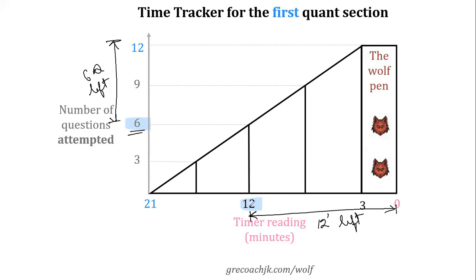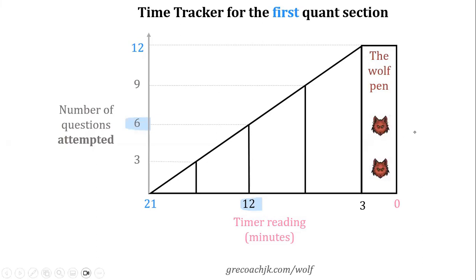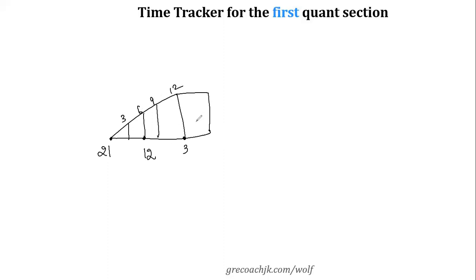So 6 questions attempted, timer reading 12 minutes. All right, so now let me quickly show you how you can recreate the time tracker on your own scratch paper in the test. What you will do is first draw a triangle, then put a rectangle next to it, and now in the belly of the triangle, you will put 3 bars. At the rightmost horizontal vertex, you will put 3. At the first, you will put 21. And at the midpoint of these two, the middle bar, you will put 12. Now, at the top of these bars, you will simply write the table of 3. So 3, 6, 9, and 12. And this is your time tracker.